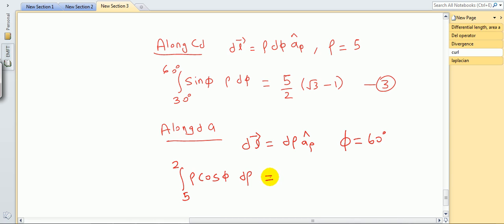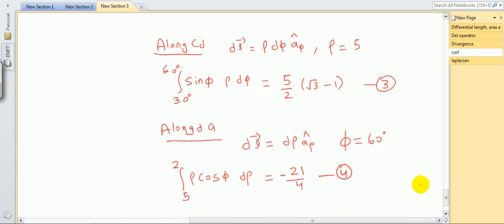So if I put the value here of cos phi, cos 60 degree will become 1 by 2, and rho d rho will become rho square by 2 after integration, and after putting the limits, it will come as, sorry, not 27, it will come as 21 by 4 minus 21 by 4, because the limits are from 5 to 2. So it will come as minus 21 by 4. This is my fourth equation.